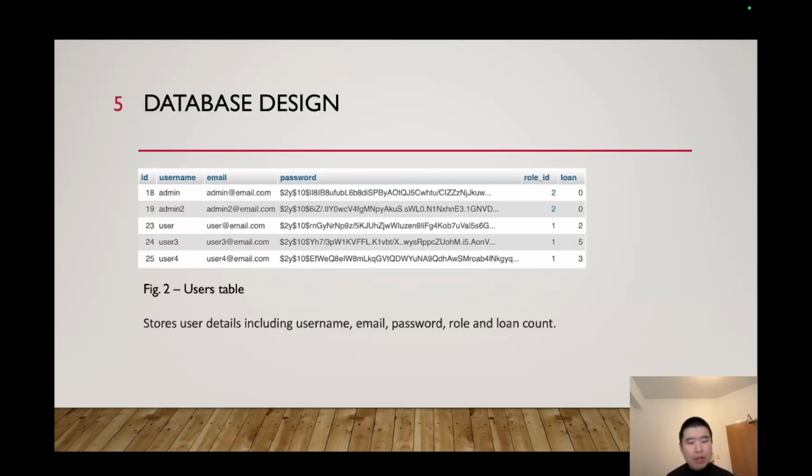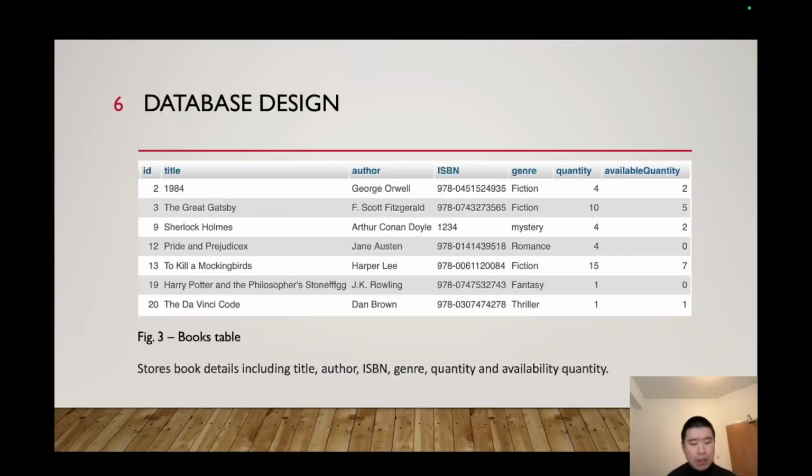Users table store user details including username, email, password, role, and loan count. This table is crucial for maintaining user profiles and tracking their borrowing activities. Books table store book details including title, author, ISBN, genre, quantity, and available quantity. This table ensures that we can effectively manage the library inventory.